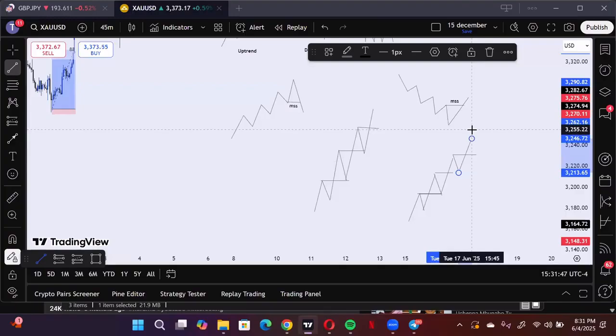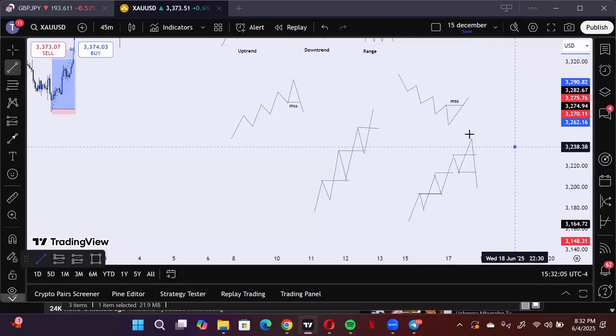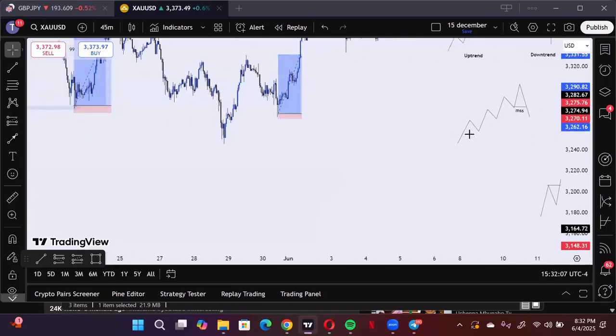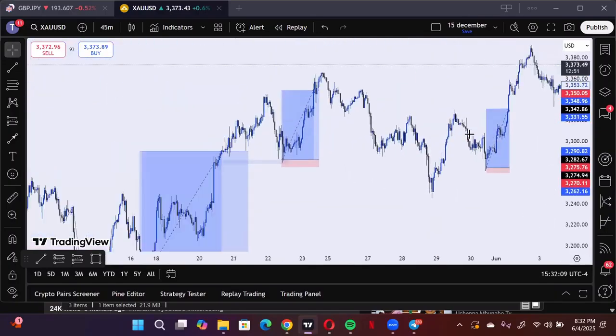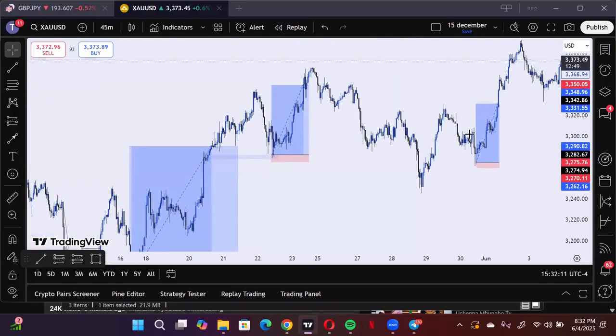But if it was a market structure shift, a structure shift will now come down and take out this last low here. And this is what a market structure shift is. But all these ones that kept breaking the high is what you call a break of structure. So when it comes to trading continuations, we pay attention to market giving break of structures. But when it comes to trading reversals, we pay attention to market giving us market structure shifts.